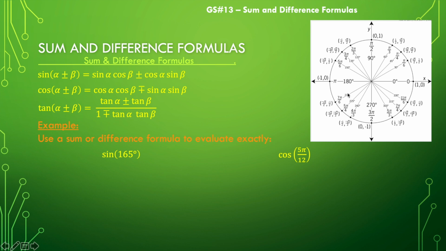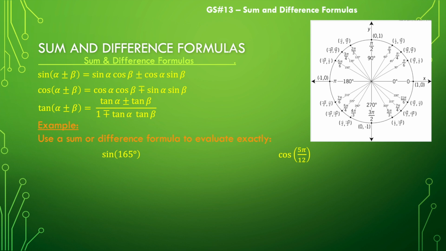I could also think about it as a difference. If I'm thinking about 210 degrees, that would be subtracting 45 degrees. So I could write this as a difference. So there are a lot of different ways that you can write 165 degrees as a sum or a difference to allow you to evaluate it exactly. And it really depends on your preference. Any one of those should get you the correct answer.